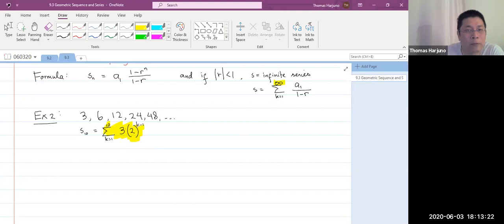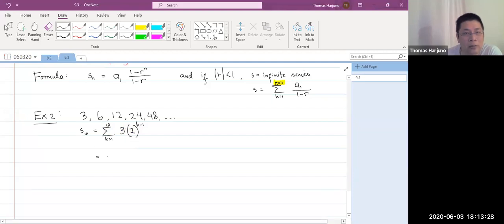Okay, now what's the formula? Apply the formula. So the first term is 3 times 1 minus the ratio to the 10, there are 10 terms there, over 1 minus the common ratio. So this is 3 times negative 1023 over negative 1. That's positive 3069.